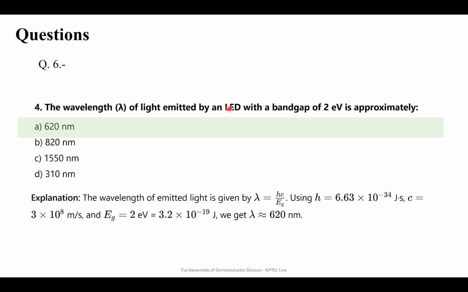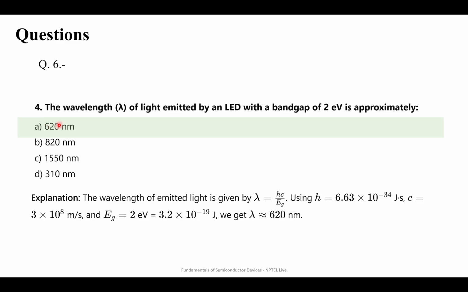In an LED, the wavelength of the light that will be emitted will correspond to the band gap of the semiconductor. Here the band gap is given as 2 eV, so the emitted light will also have an energy of 2 eV. Now you just have to convert the energy of light to the wavelength of light, which you can do by this formula, or a shortcut would be to just divide from 1240. So you do 1240 by 2 eV, and you will get the answer in nanometer, which is 620.